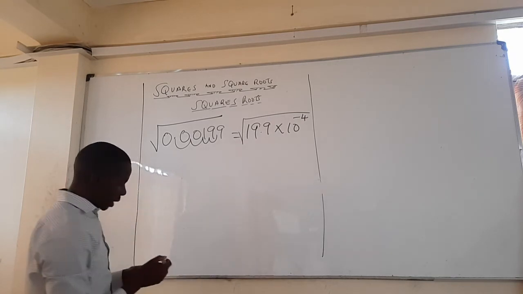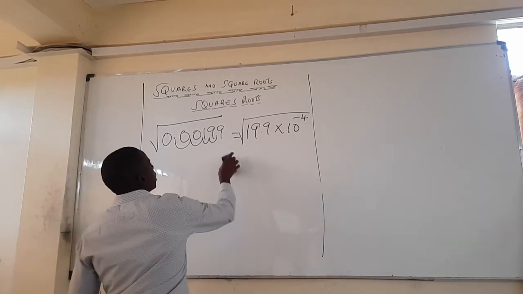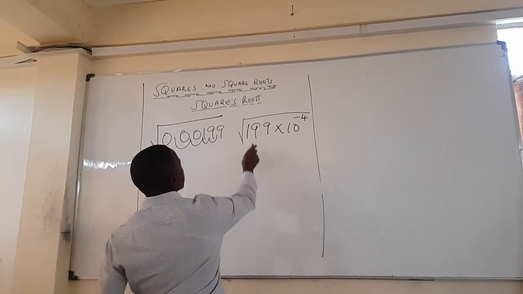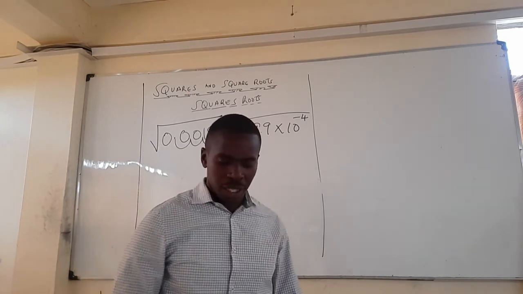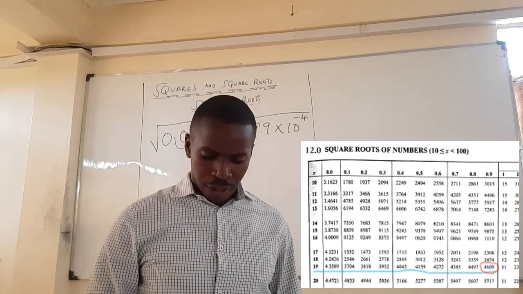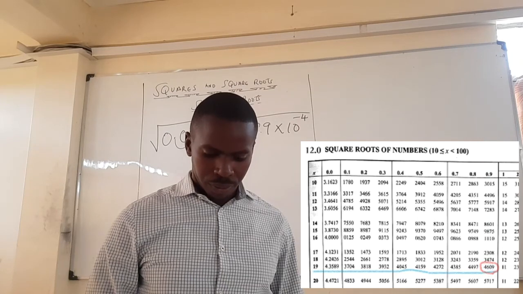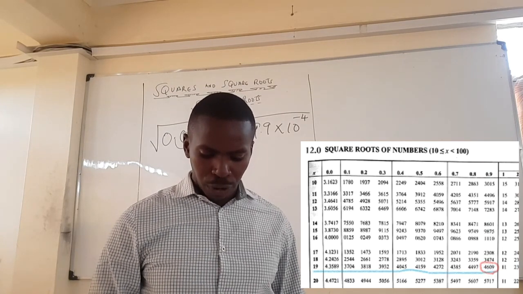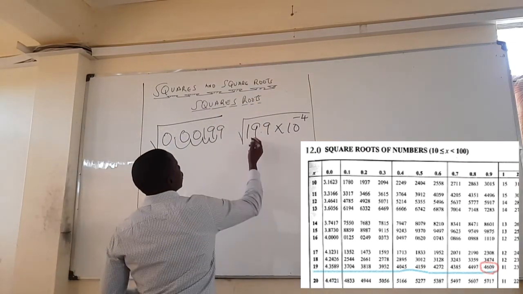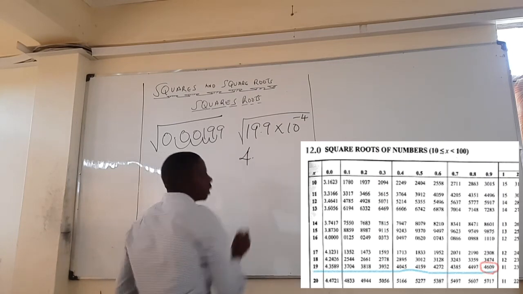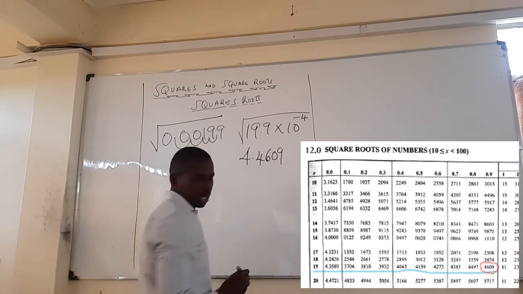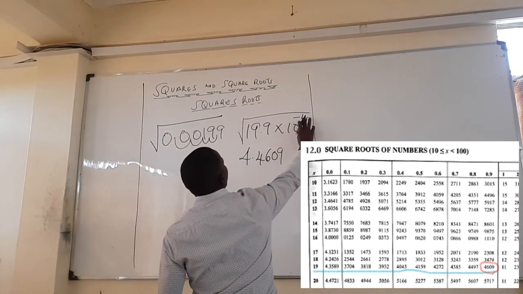So we are going to find the square root of that. Now we are going to look for that in the table of numbers between 10 and 100. That's why we are going to find 19.9. So for 19.9, I have 4.4609. So the square root of this one is 4.4609, and then 10 power negative 4.